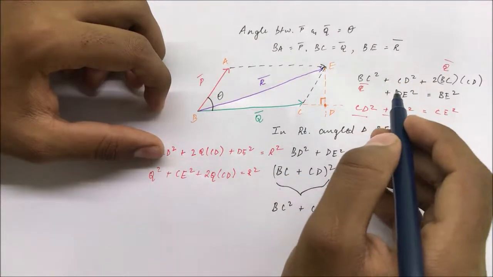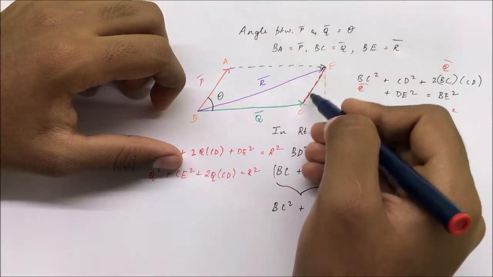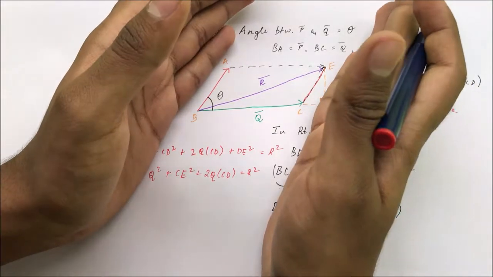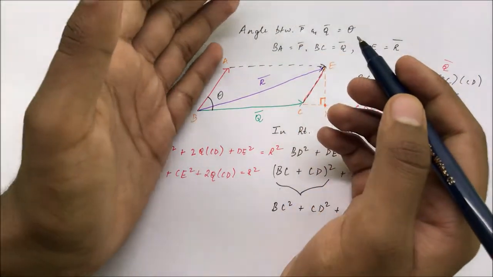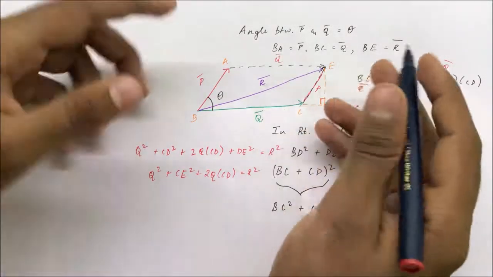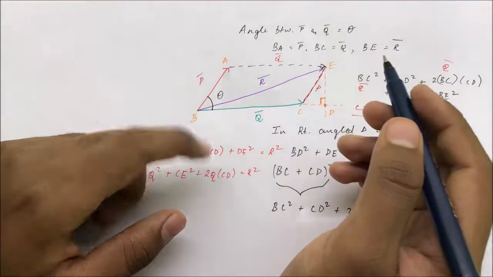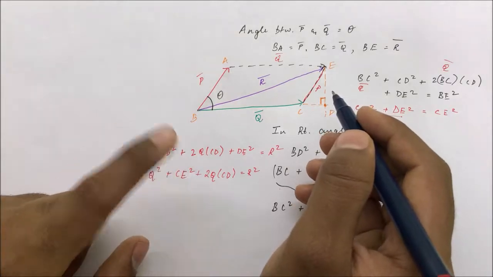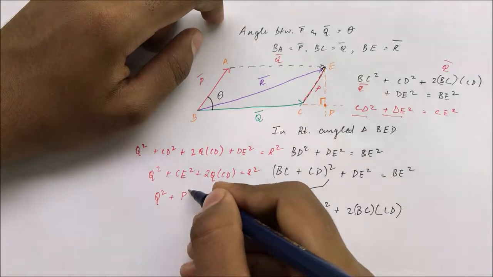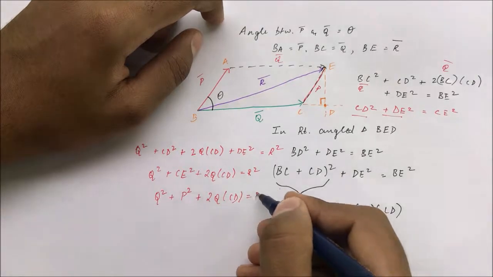So now CE, correct? What is CE from the equation? This is CE. Now this is the same as AB bar or P bar, because these both are parallel and it's the same vector, correct? What I told you in the previous video was when you draw a parallel line to this, ultimately this is P and this is Q. That's what we're doing, right? Because opposite sides of a parallelogram are equal. So this one is again P bar. So if CE is nothing but P bar, CE square will become P square, obviously. So now you have Q square plus P square plus 2 times Q times CD is equal to R square.